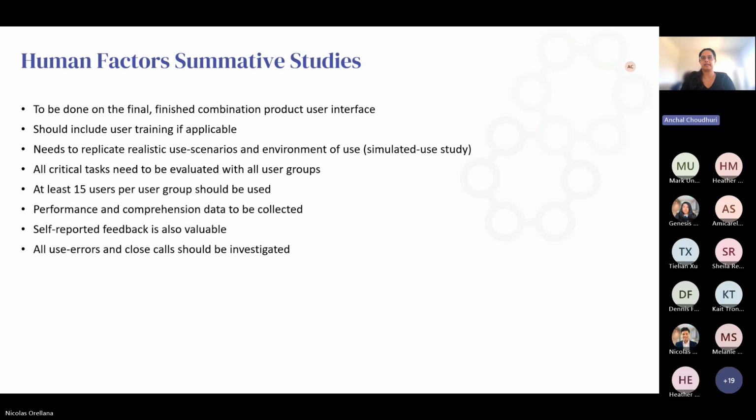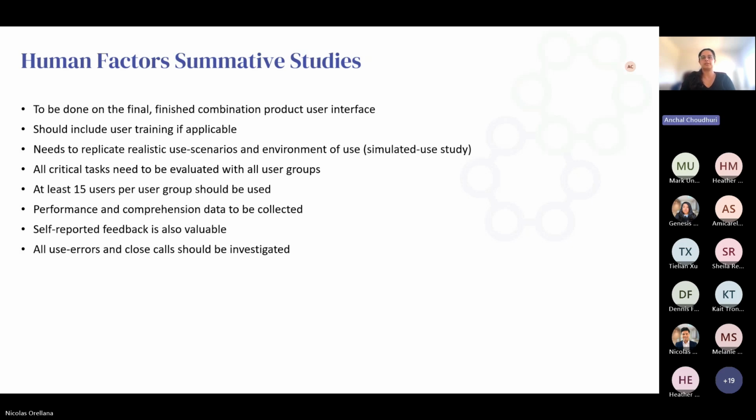So for example, if your product is going to be used in a hospital setting by both physicians and nurses, both a physician user group is needed and a nurse user group is needed, just because of the different knowledge and training backgrounds of these different user groups. It's expected that the human factors validation study will be designed so that performance and, if needed, user comprehension can be assessed.